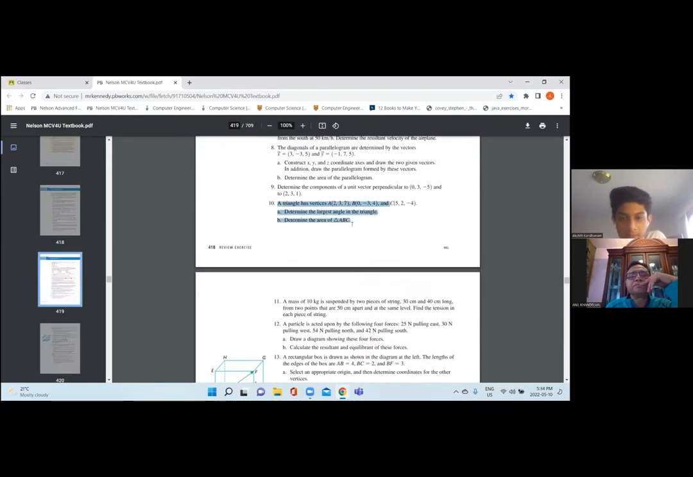Number 10. A triangle has vertices A (2, 3, 7), B (0, -3, 4), and C (5, 2, -4). Determine the largest angle in the triangle. How will you do this? To determine the largest angle in the triangle, it would be the one opposite to the largest side, right? Correct. The largest magnitude. So then I would find the magnitudes and then find that angle using cosine law. Correct. Now, part B. Determine the area of triangle ABC. How will you find area of triangle ABC?